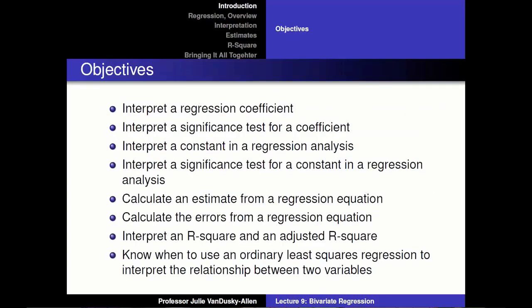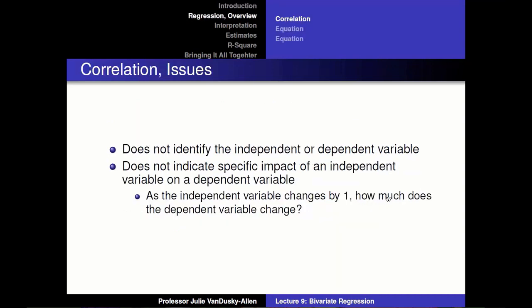By the end of this lecture, you should be able to interpret a regression coefficient, interpret a significance test for a coefficient, interpret a constant in a regression analysis, interpret a significance test for a constant in a regression analysis, calculate an estimate from a regression equation, calculate the errors from a regression equation, interpret an R-squared and adjusted R-squared, and know when to use an ordinary least squares regression to interpret the relationship between two variables.